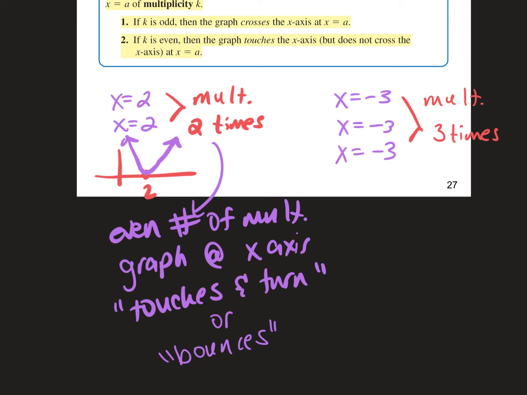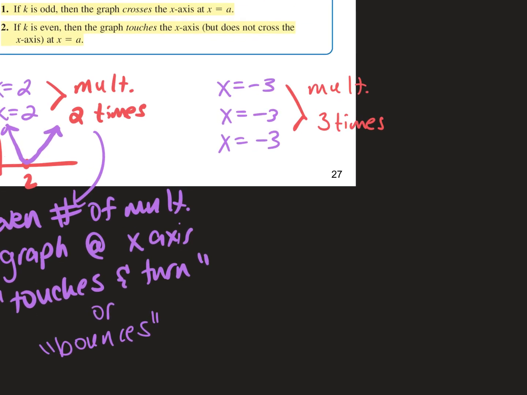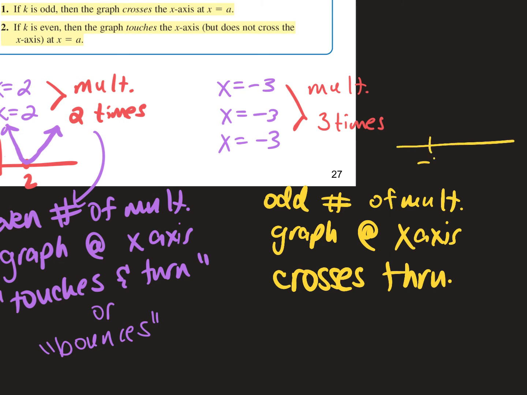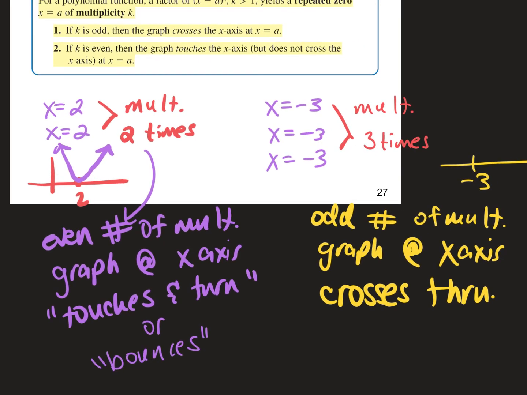If you have multiplicity like we have here, an odd number of times, meaning you have the same answer once, you have the same answer 3 times, you have the same answer 5 times, an odd number of multiplicity, your graph at the x-axis crosses through it. So it would look like this. Say I have -3 here. How many times do I have -3?